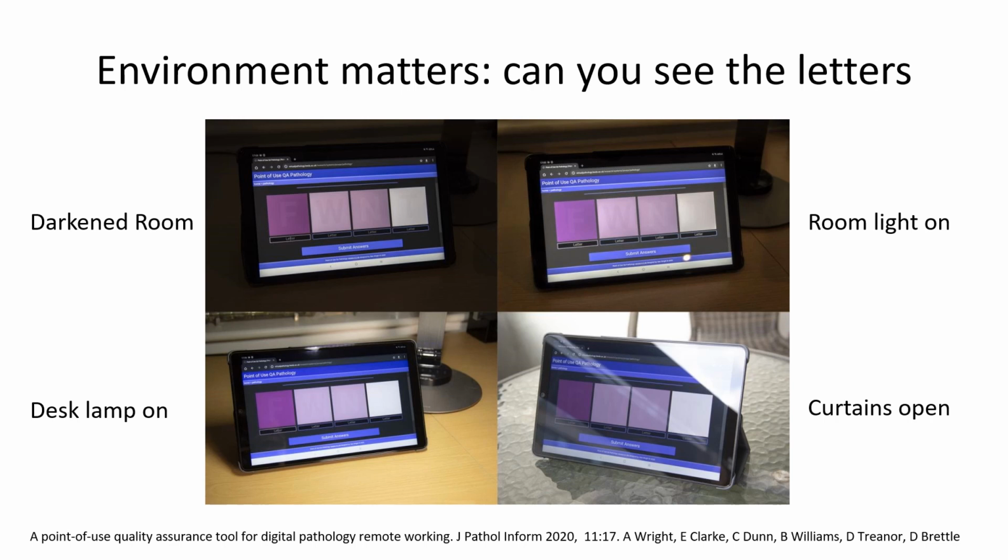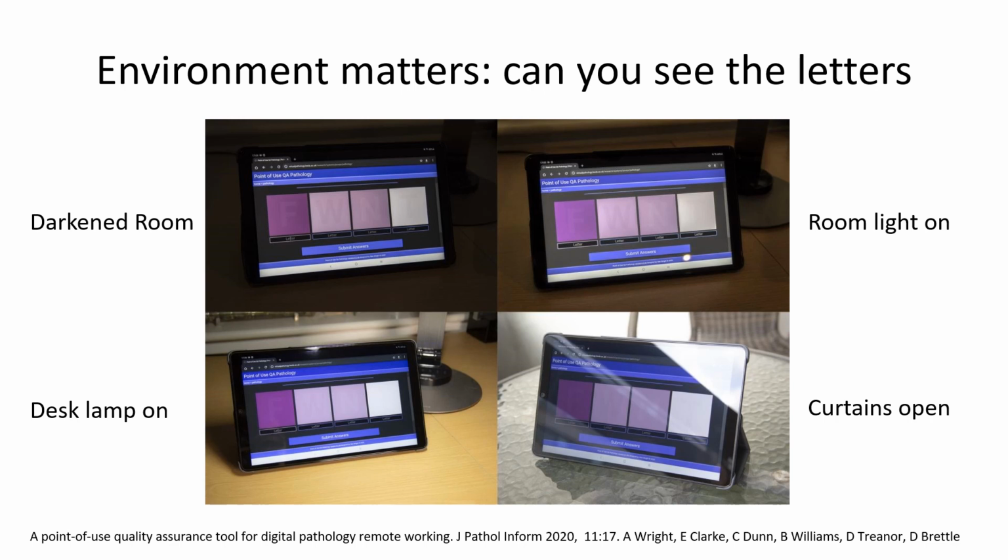The other issue with displays, of course, is that they are affected by the environment that they are in. These slides, these images show a quality control tool that we have developed called the point of use QA. The point of use QA is a challenge response test that presents you with letters. You have to repeat the letters. If you can see them, then you know that that monitor is working at a minimum level of performance, which is set around 1 delta E in the case of this test here.